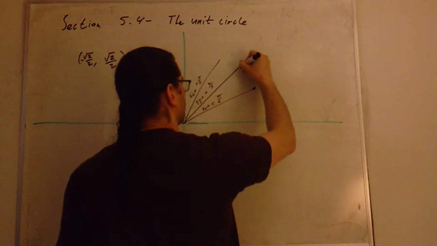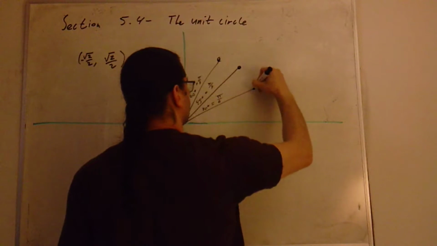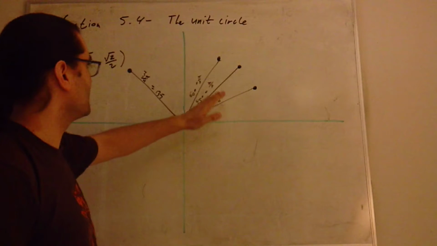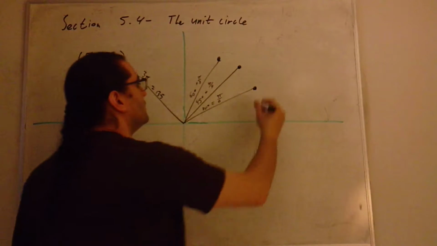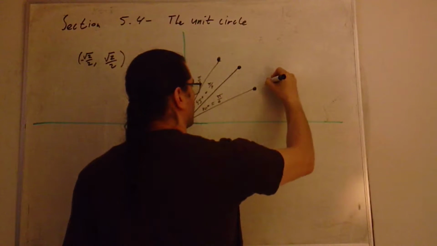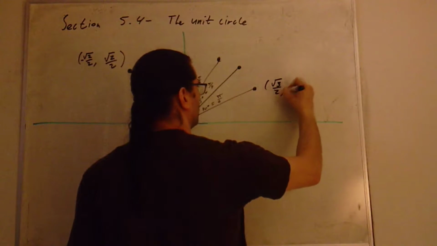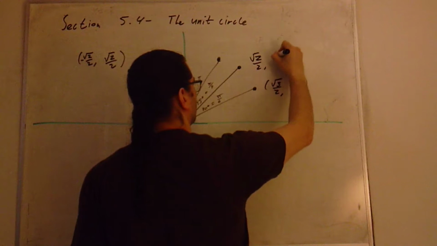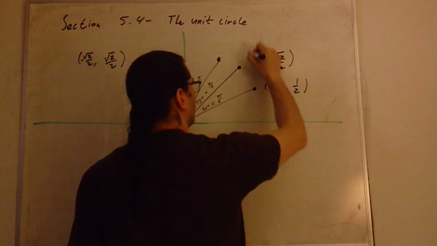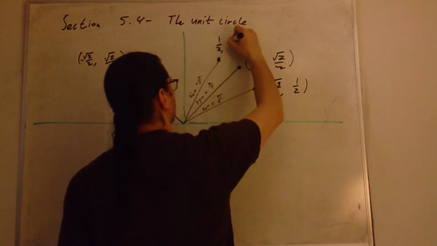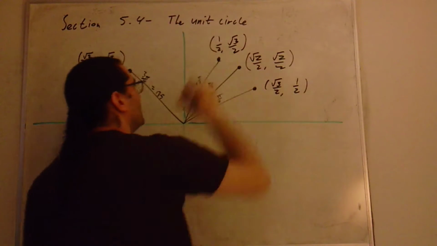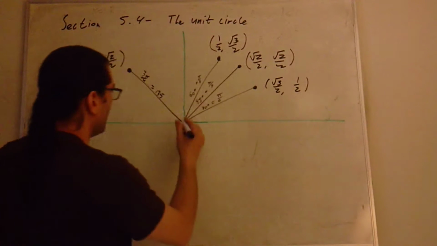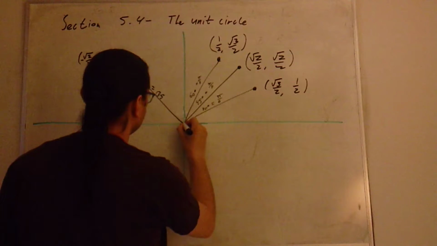And I know the coordinates of all three of these points because these are very standard issue angles. Assuming that these distances are all 1, then the coordinates of this point are root 3 over 2, comma 1/2; root 2 over 2, root 2 over 2; and 1/2, root 3 over 2. These are my coordinates. In the second quadrant, I already have 135 degrees.